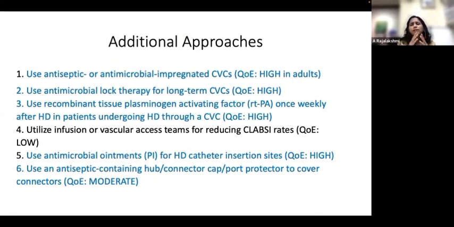So if your dialysis infections are not controlled by the core prevention elements that I discussed, then you can consider additional approaches. What are they? You can use antiseptic or antimicrobial impregnated CVC. Again, dialysis catheters are also available, but it's expensive.